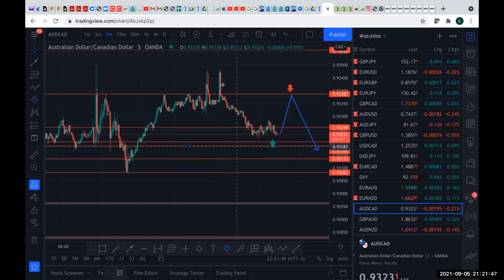Let me show you. You respected here. Here. Here. Here. So all these times, the market is expecting 387. So in my opinion, this is a strong level of resistance. I will take a sell there all day long.